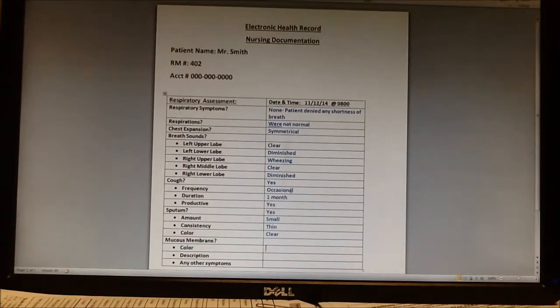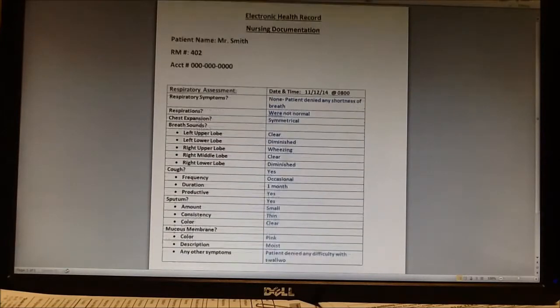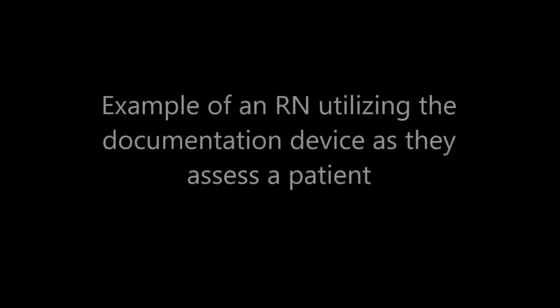His mucous membranes, pink. Description, I'd say they were moist. And the patient denied any difficulty with swallowing or chewing. And that is my documentation of the respiratory assessment post-assessment.